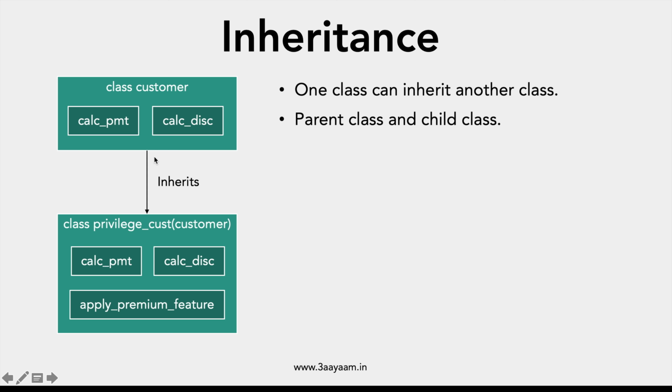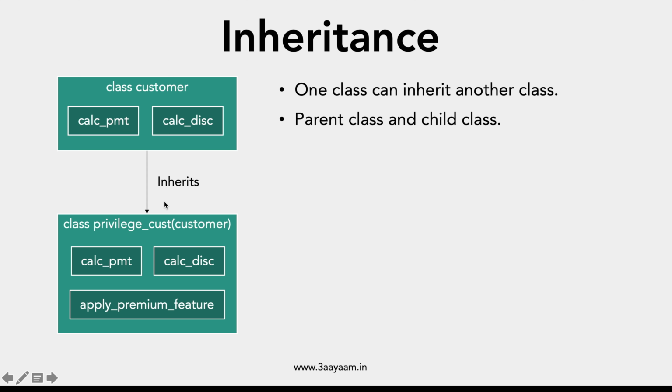As I already mentioned, there are two types of classes here. One is the parent class and the other is the child class. The child class inherits from the parent class. In this case, customer is the parent class and privileged customer is the child class, so it inherited from the parent class. Now a single class can inherit from multiple parents also. There can be multiple parents of one class.